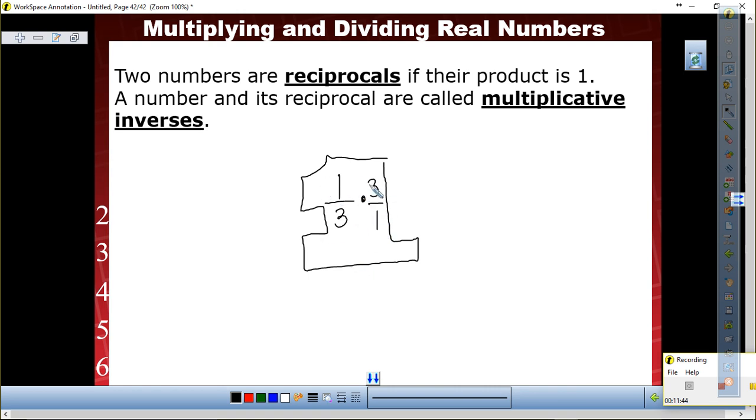Why? Because what is 1 times 3? What is 3 times 1? And what is 3/3? 1. What if I gave you 1/5? What is the reciprocal? 5/1, and that gives me 1. What if I gave you 2/4? The reciprocal is 4/2, because this becomes 6/6, which is 1, and so on and so forth. Okay? Now, why am I bringing this up? Because it's imperative that we understand reciprocals when we get to division of fractions.